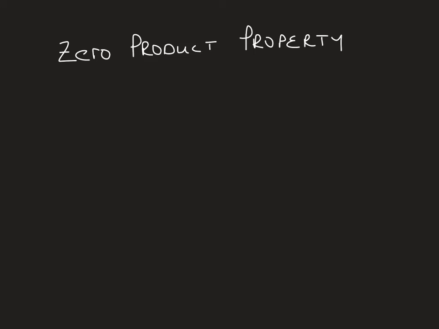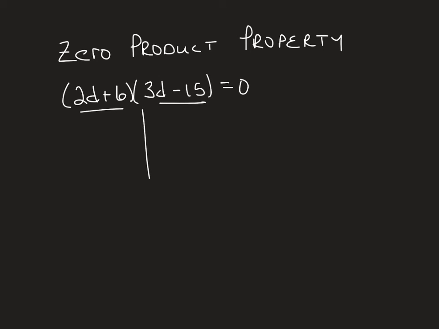Okay, so let's say that I have (2d plus 6) times (3d minus 15), and that equals 0. That means that either this term is 0 or this term is 0. So to solve, I'm going to set each factor equal to 0 and solve. So I've got 2d plus 6 is 0, or 3d minus 15 is 0. We have two solutions here.